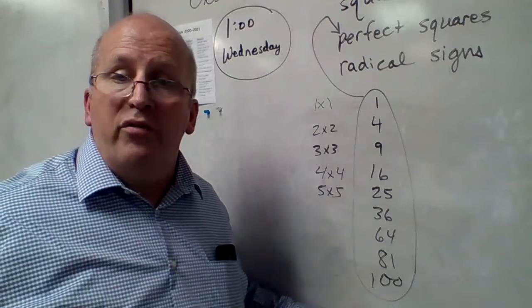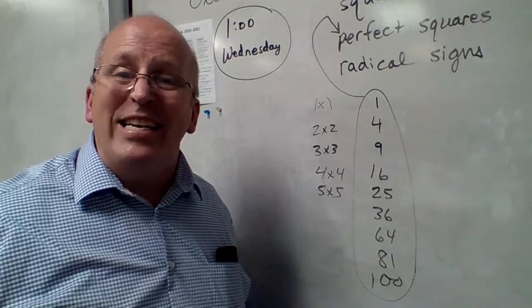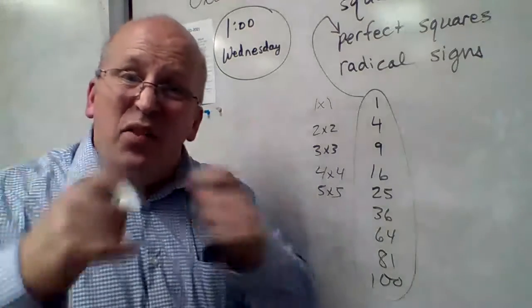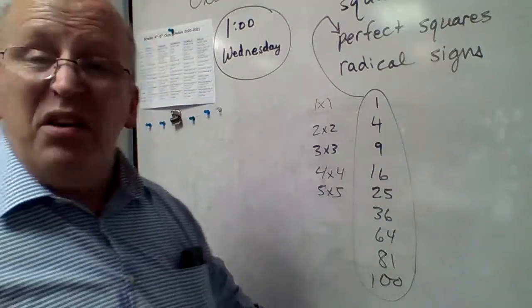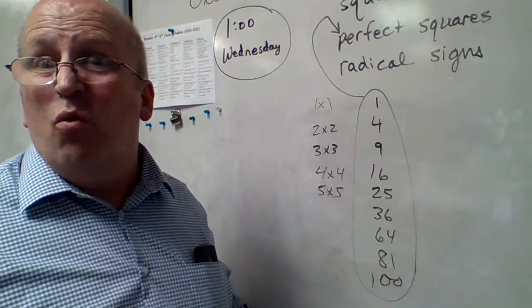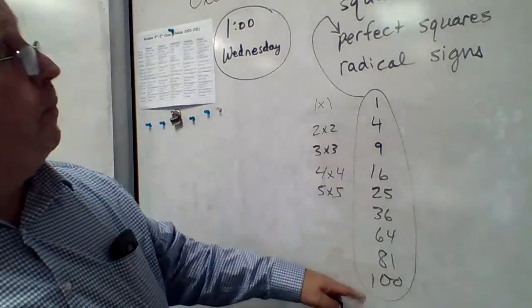121. The next one after that would be 144, then 169, then 196, then 225. I'm just multiplying those numbers together. 15 times 15 is 225. 14 times 14 is 196. 13 times 13 is 169. These are the perfect squares.